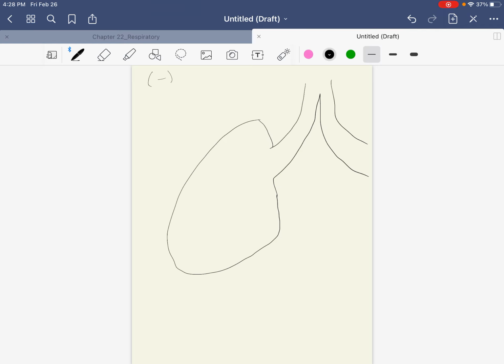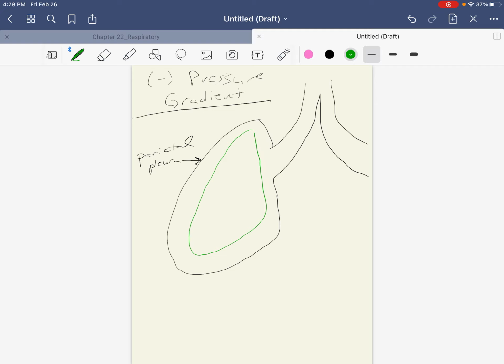So let's talk about this negative pressure gradient that develops between the covering of the lungs called the pleura. Okay, so let's just establish the anatomy. We have two coverings of the lungs. The outer covering, which I'll leave here in black, is the parietal pleura. And then we have an inner covering that clings directly to the lungs called the visceral pleura. And then there's a pleural cavity in the middle.